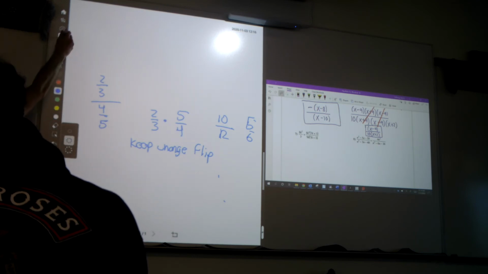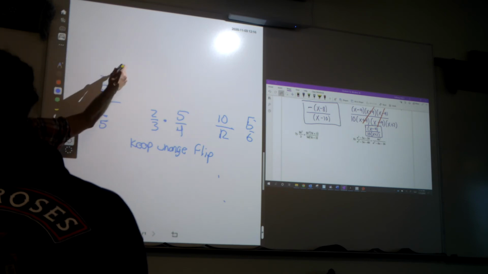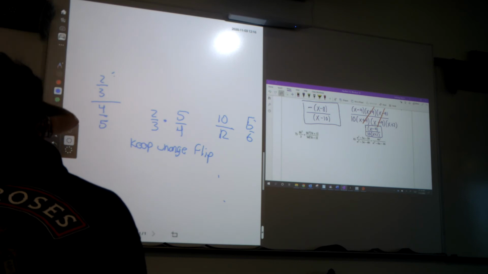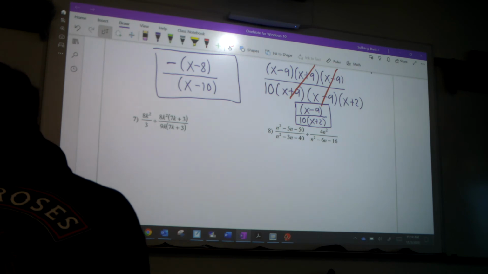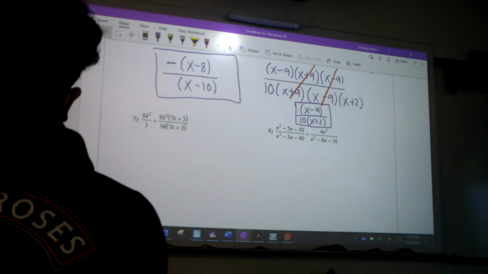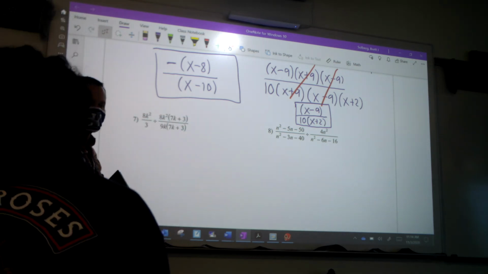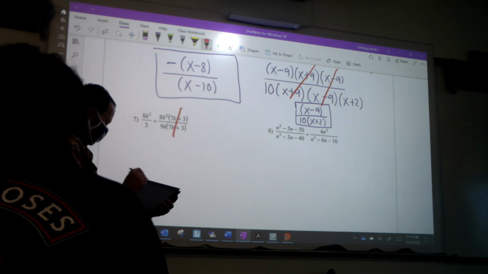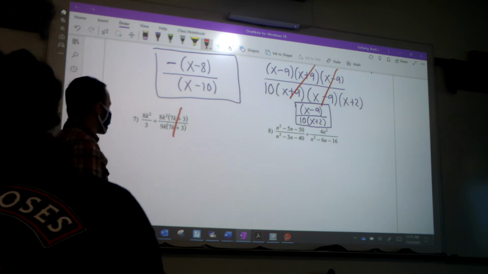Now, we're going to do that same thing with these ones. First off, is there anything I can do to simplify this right now? What could I do? What's 7k plus 3 divided by 7k plus 3? It's 1, so I could just get rid of that.